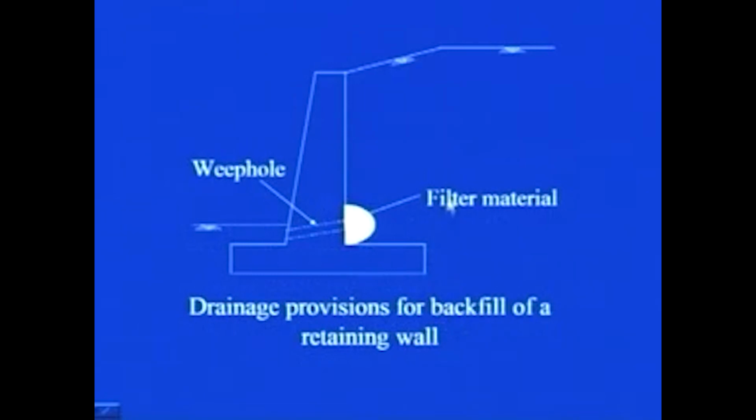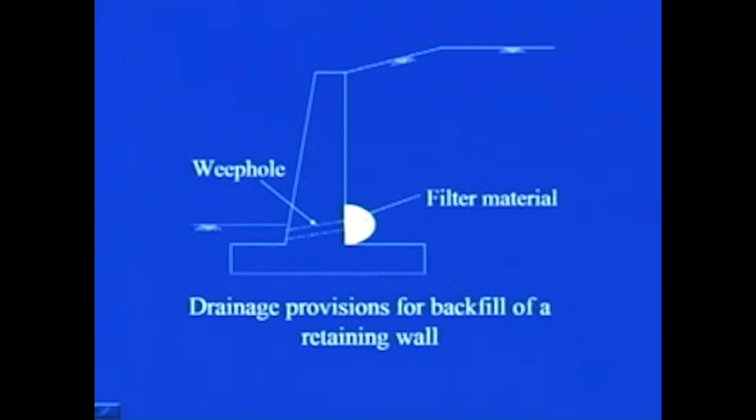You see, let us say the water is getting accumulated here, it has to pass through this weep hole. If this filter material is not here, what will happen is that some of the clay particles or some of the soil particles will come with the water, they will come through this weep hole, and some of them will pass through while some will remain, and over a period of time they will clog this weep hole.